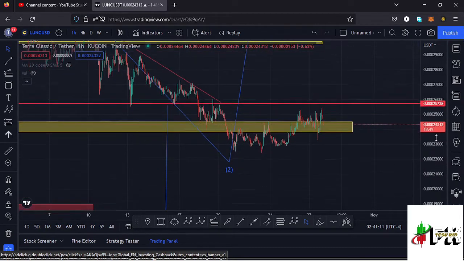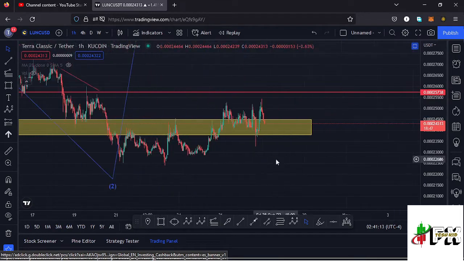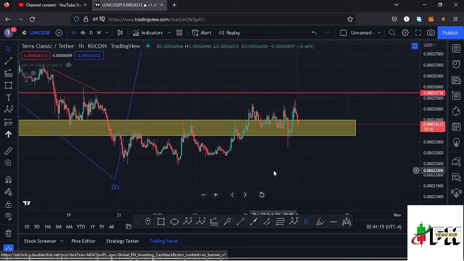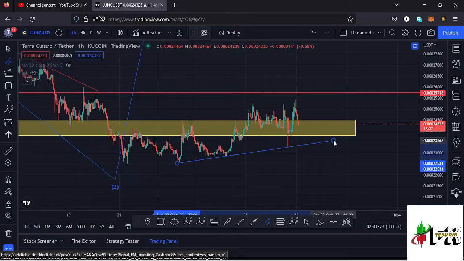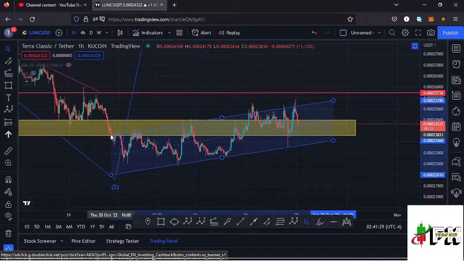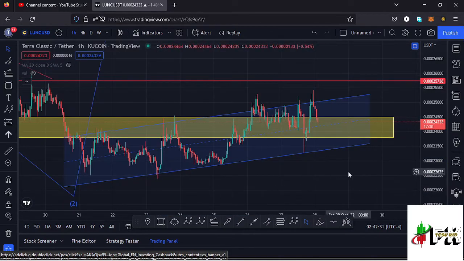And within this movement right here near this key area of support and resistance, we have another key chart pattern that is in formation, which is a channel, and if I draw it out, we can have this as the lower side of that channel, then the upper side, then I can drag the structure like that, and you can see that LUNC has continued to respect this channel, giving us more than 3 touch points.